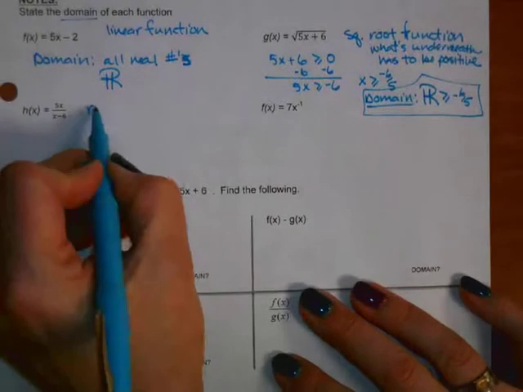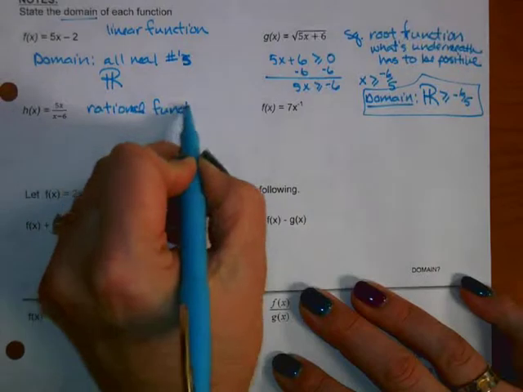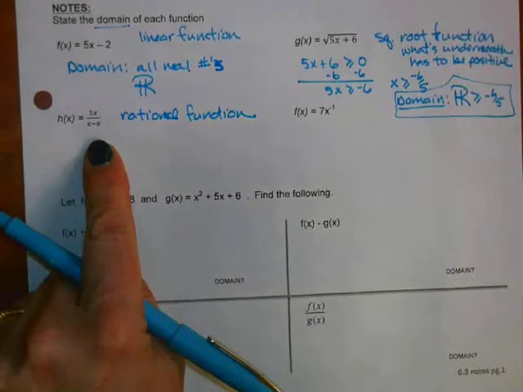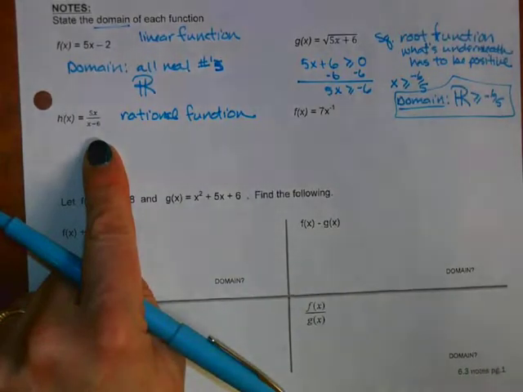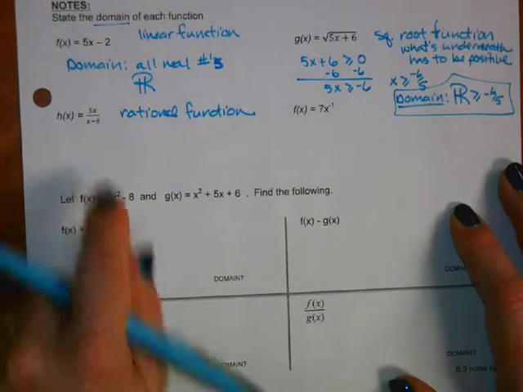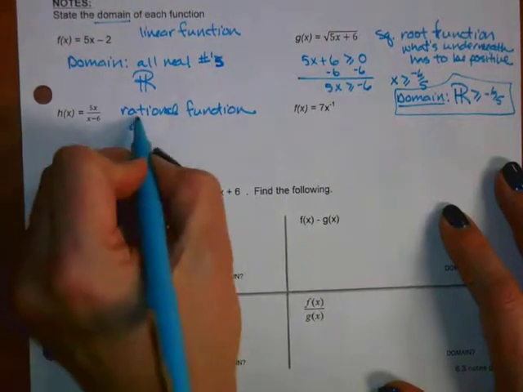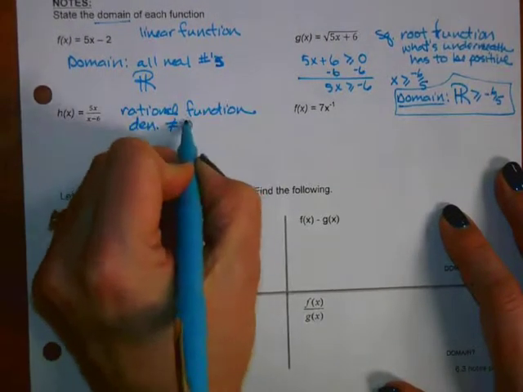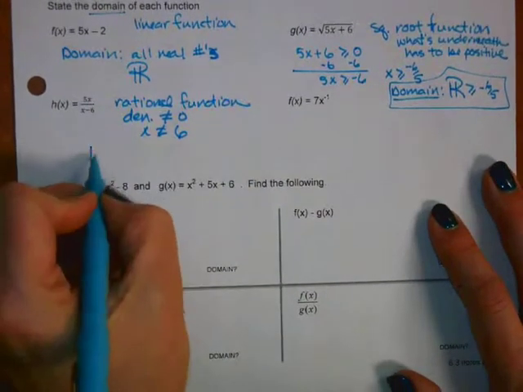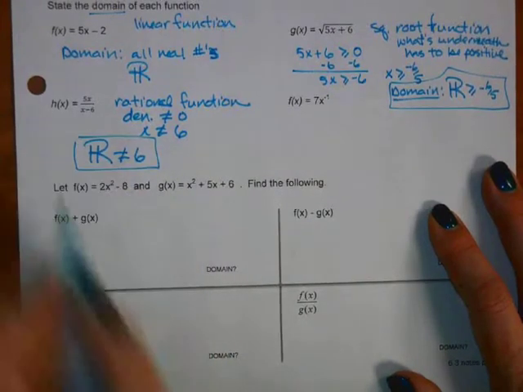Okay, this is a rational function. What cannot be in the denominator of a fraction? 0. You can't have a 0 in the denominator. So there's only one value that won't work here, and what is that? 6. So x cannot be 6. The denominator cannot equal 0. But it can be everything else. So I'd say all reals, but not 6. That's my domain.